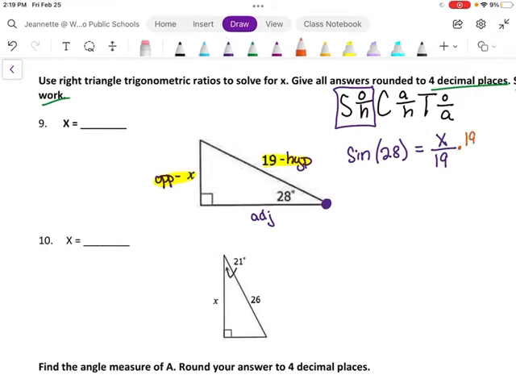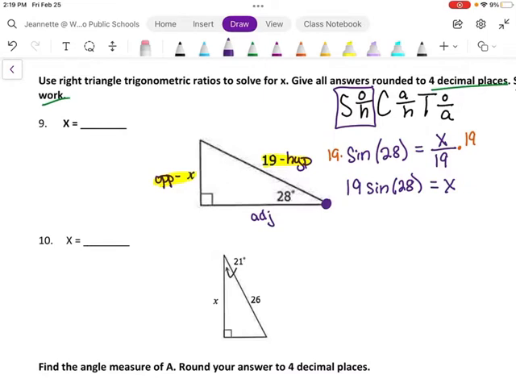Now that we have that, we're going to get x by itself before we put anything into the calculator. And that gives us 19 sine of 28 equals x. And this is what you will go ahead and type into your calculator. If you want to try it out to make sure you get the right answer, you can.